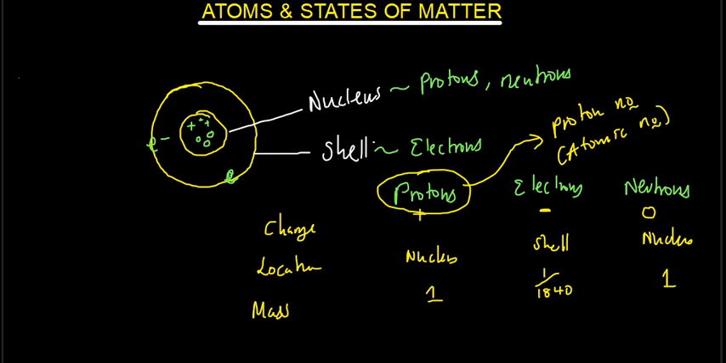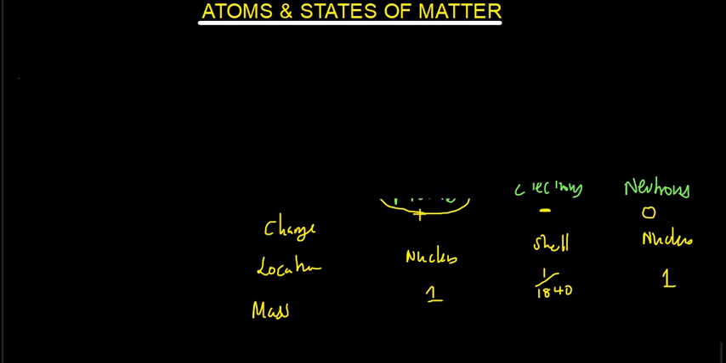So what we are saying is a neutral atom. And what do I mean by neutral atom? It hasn't lost electrons nor has it gained electrons. That atom is going to have its electron number and proton number being the same.